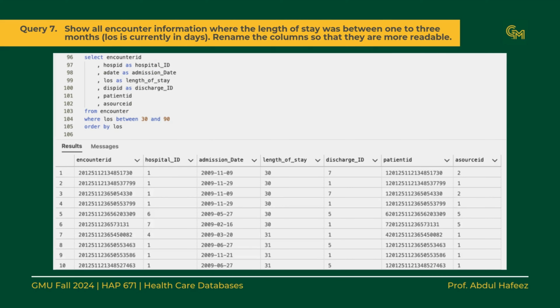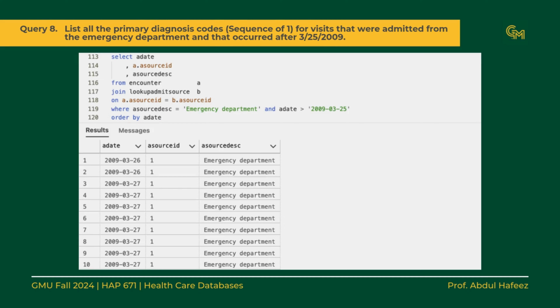Now for query 7, we want to see who stayed in the hospital between 1 to 3 months. This information is available in table encounter, so we only have to select all variables in this table using AS to rename the columns in a way that is easier to read. Remember to use the condition WHERE LOS BETWEEN 30 AND 90 because length of stay is stored in days, not months. We can use ORDER BY to sort patients by LOS, but this is optional.